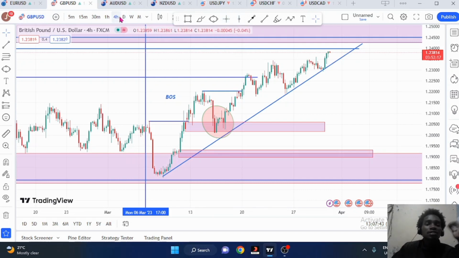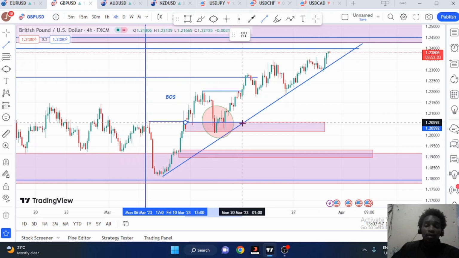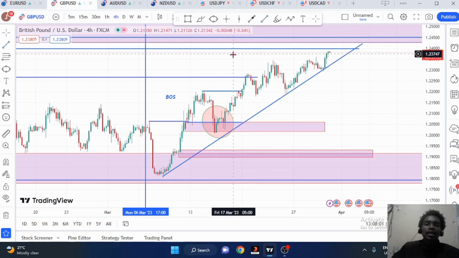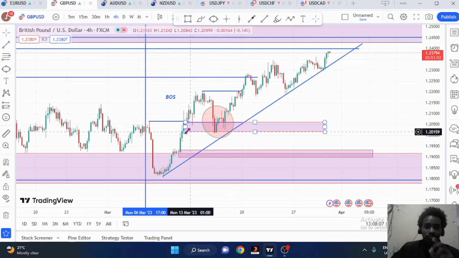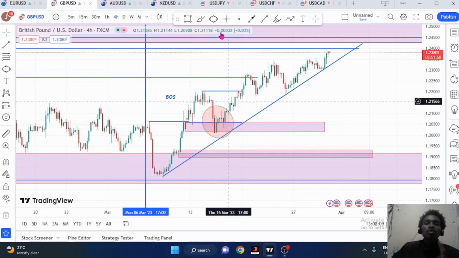So I'm going to change my time frame. And what I will do is, in this demand zone, first of all, I will mark the body of the candle. It's a bear candle. So I will have to mark the opening of the bear candle, which is making up my demand zone. Therefore, I have marked that with that line.